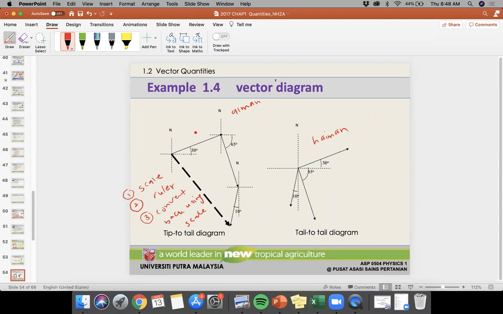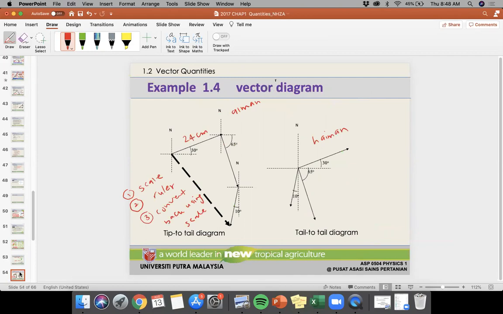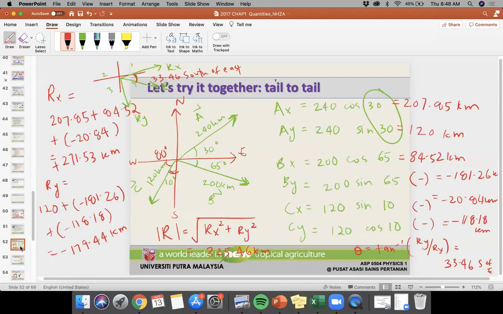Just now it was 240 kilometer. If I were to draw this on paper, I would draw it as 24 centimeter, and then the other was 200 and 120. So this will be 20 centimeter on paper, and this one will be 12 centimeter. Then I draw this nicely. The angle is correct. I use a protractor, and then I measure my resultant. What was our answer just now?